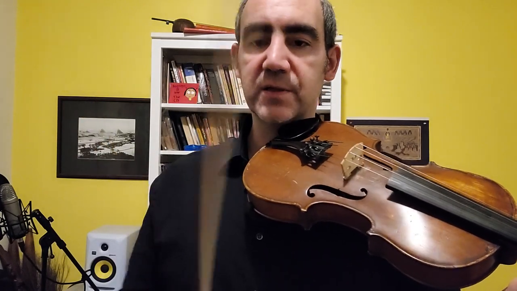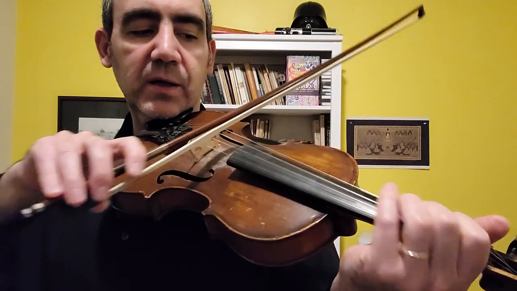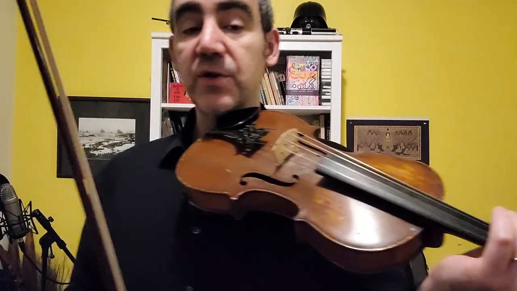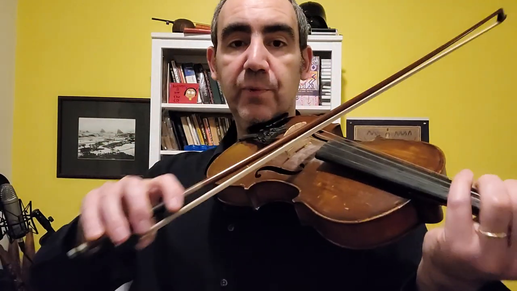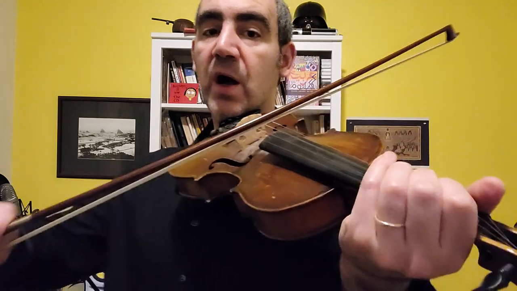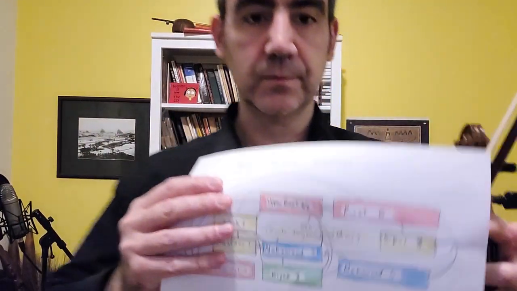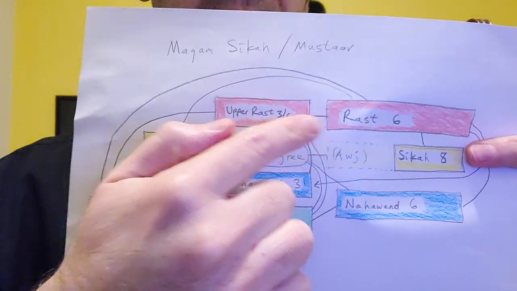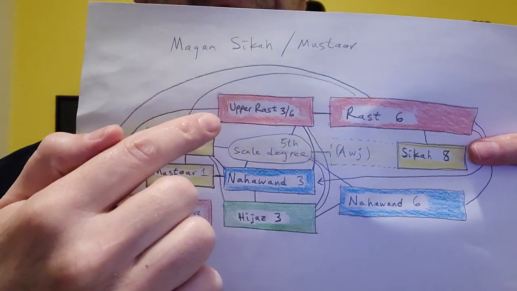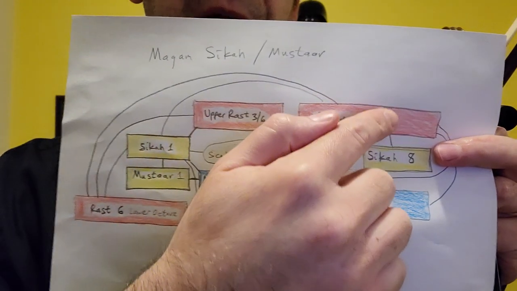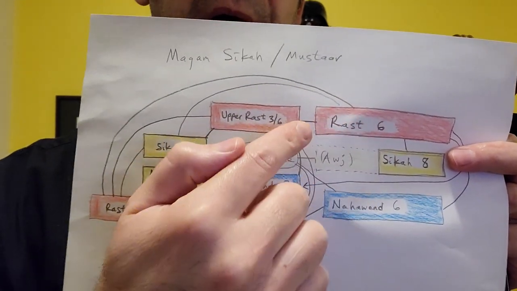So we had Geffen in no upper rust. So that is the upper rust and then Nahawan. That's the same that we have here. Upper rust Geffen. The phrase actually started with an instrumental, dum dum dum dum.